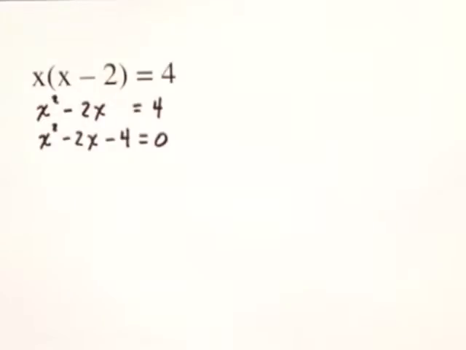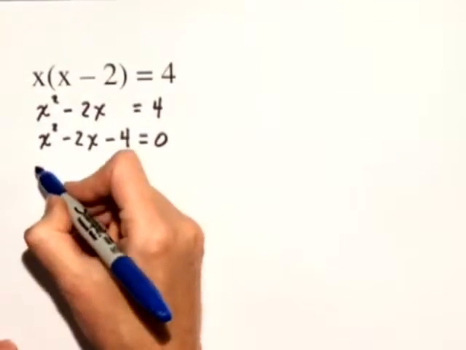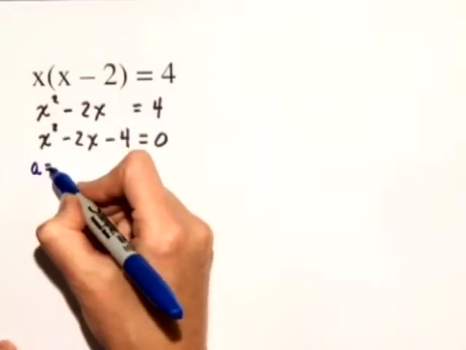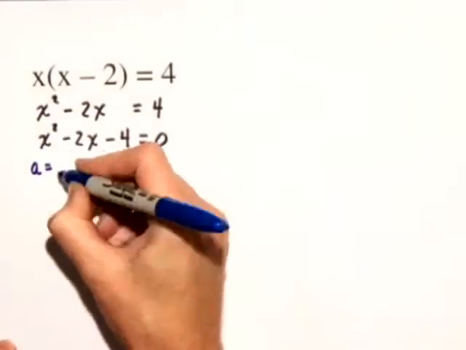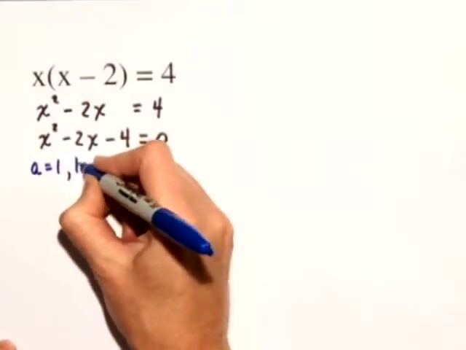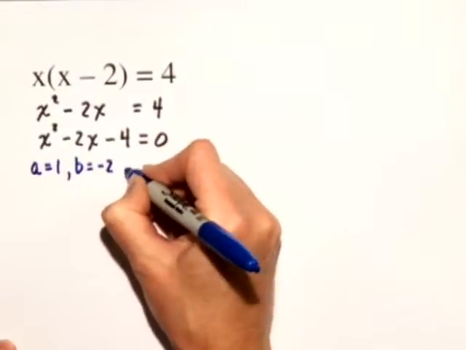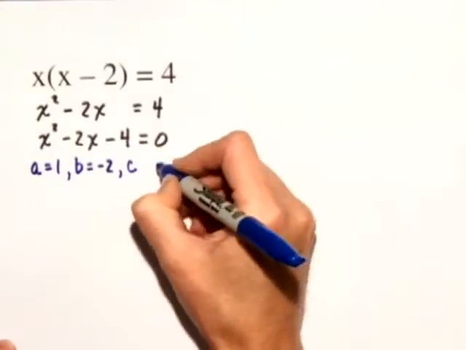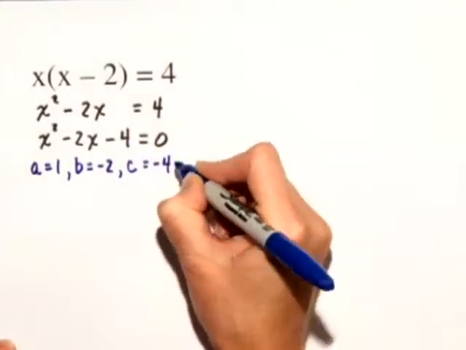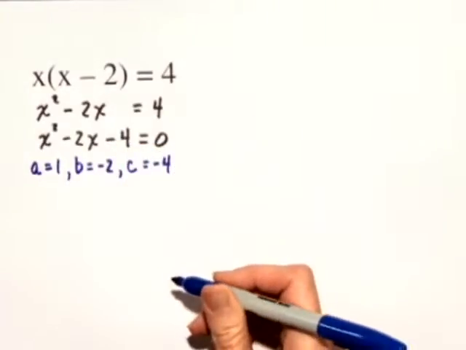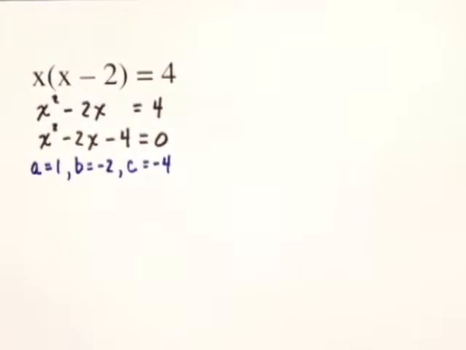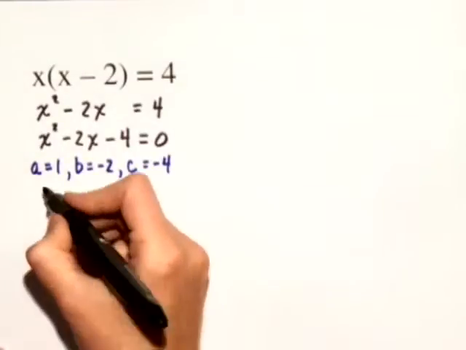Now remember, we have to identify what a, b, and c are. A is always the constant in front of the x squared term, so a is 1. B is the constant in front of the linear term, so it's negative 2. And c is our constant term, negative 4. And we'll go ahead and we'll substitute a, b, and c into the quadratic formula.